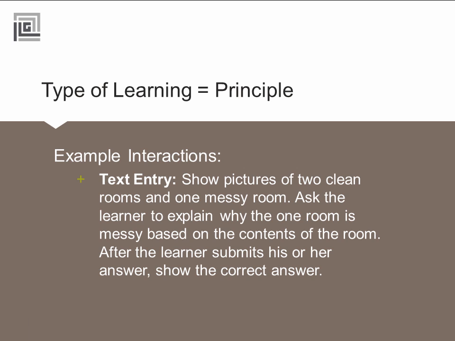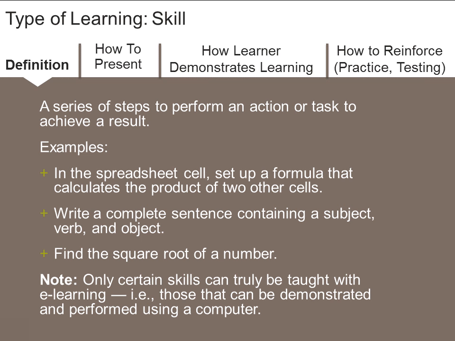And just a nice interaction for this would certainly just be a text entry or show pictures of 2 clean rooms and 1 messy room. I'm sure none of you have seen a messy room, huh? So ask the learner to explain why the one room is messy based on the contents of the room. And after the learner submits the answer, you can show the correct answer, and then they just do a self-comparison. So that's principle. Our last type of learning then is skill.